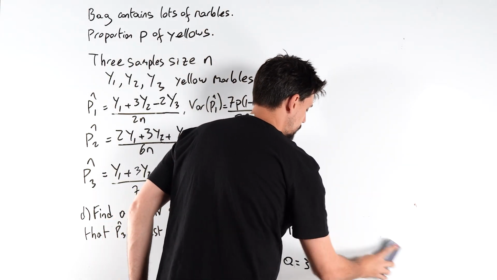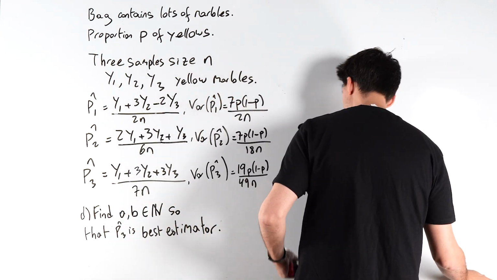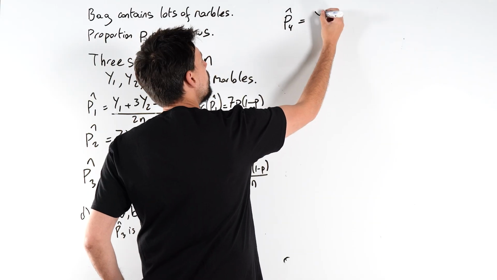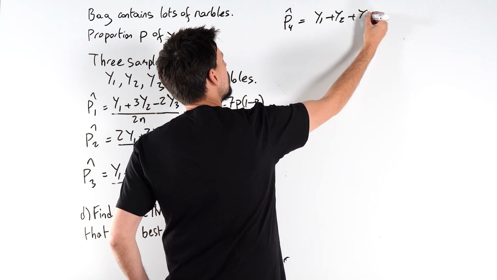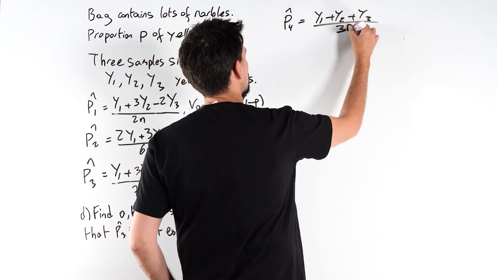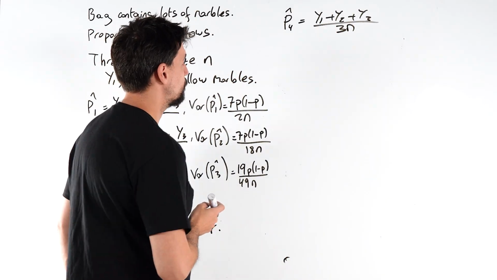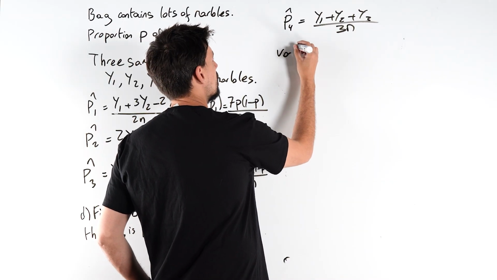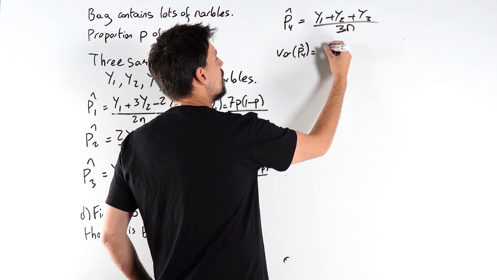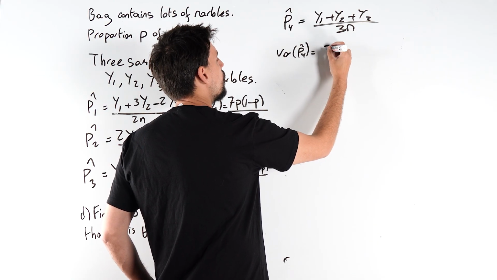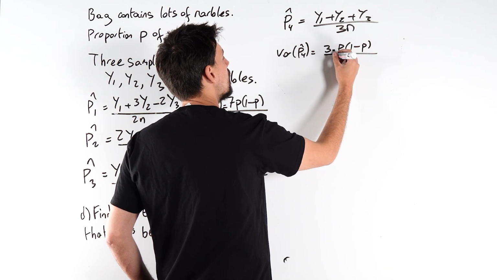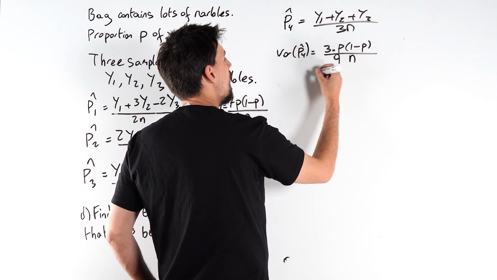Now, how about we investigate very quickly the one that probably makes more sense to me: why don't we just average the three? What will that do for my variance? That will give me 3p(1 minus p) over 9n.